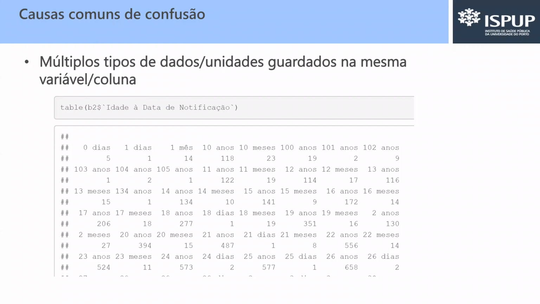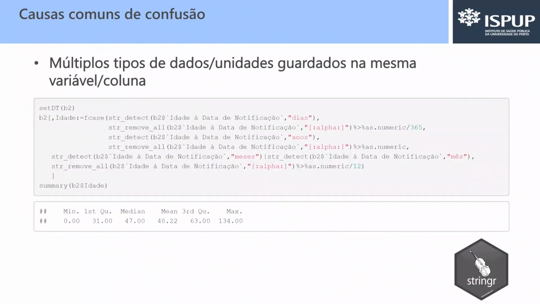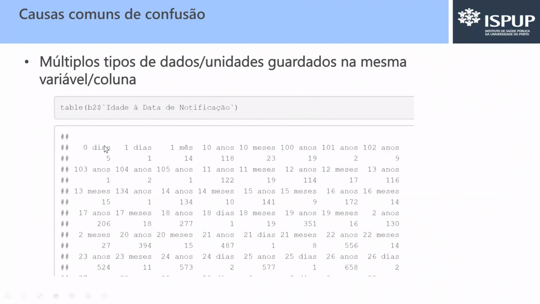So I needed to go here and do something like reading the text. I read the text, and if it was written days, I would divide it by the number of days in the year to have it in years. If it was written years, I only needed to transform it into a numeric number. If it was in months, I needed to divide by 12. So I needed to clean this variable in a simple way.